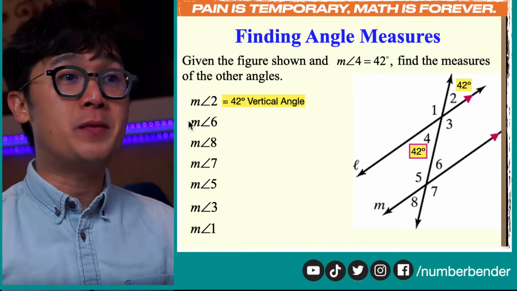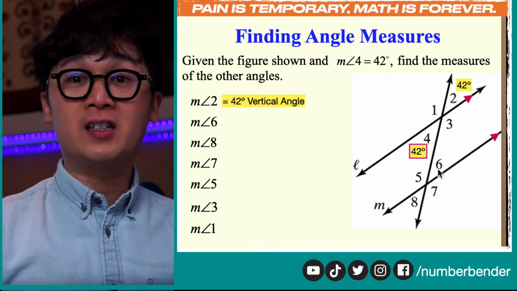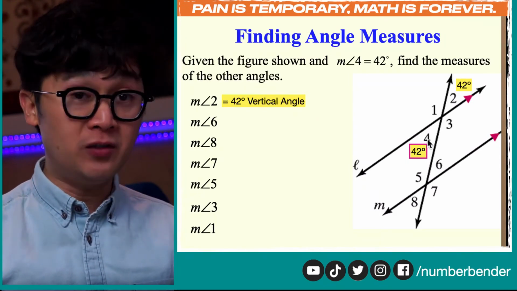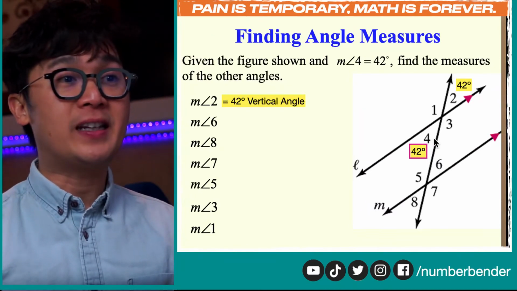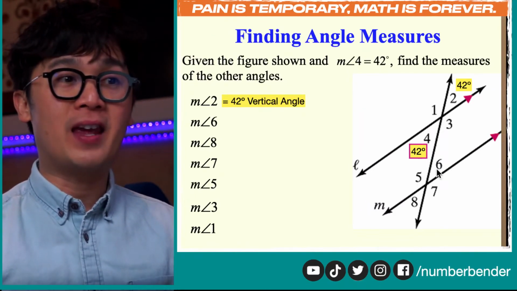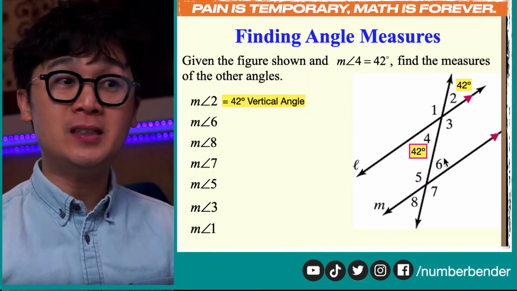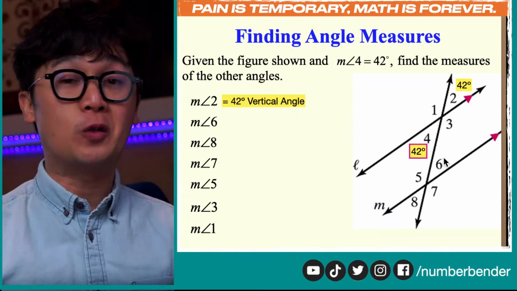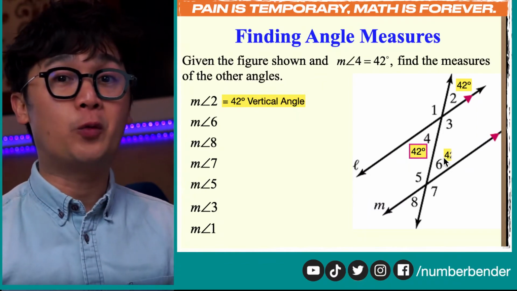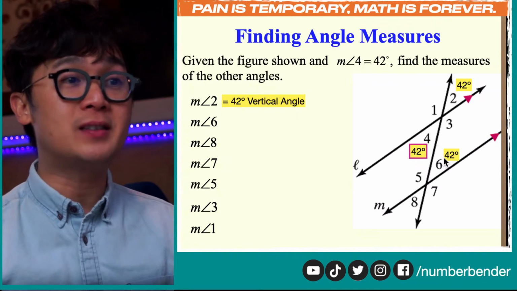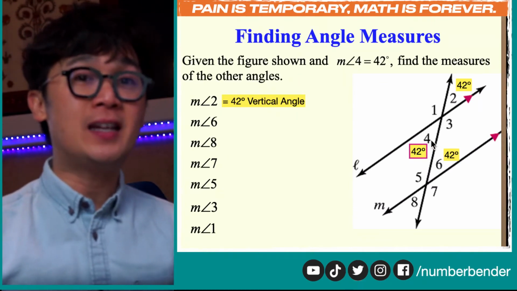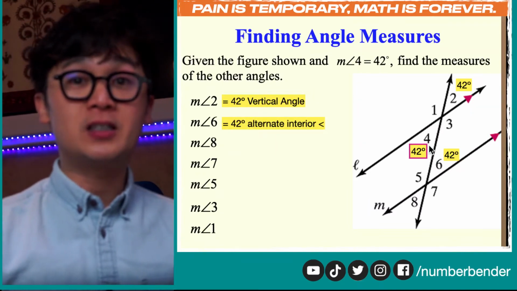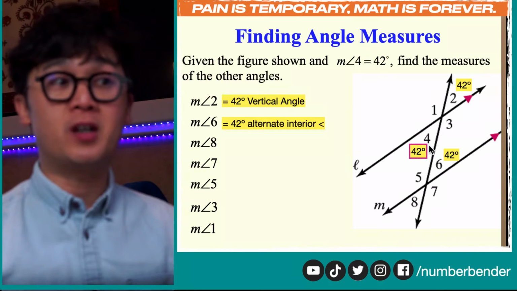And for the measurement of angle 6, we are seeing that our reference angle here could be angle 4 because it's given, and we are seeing that they are inside the parallel lines and they are alternating. When that happens, they are alternate interior angles, and we know that they are congruent from our theorem. So we know that angle 6 is 42 degrees because it is alternate interior with angle 4. So that can be our reason for how we got 42 degrees for the measurement of angle 6.